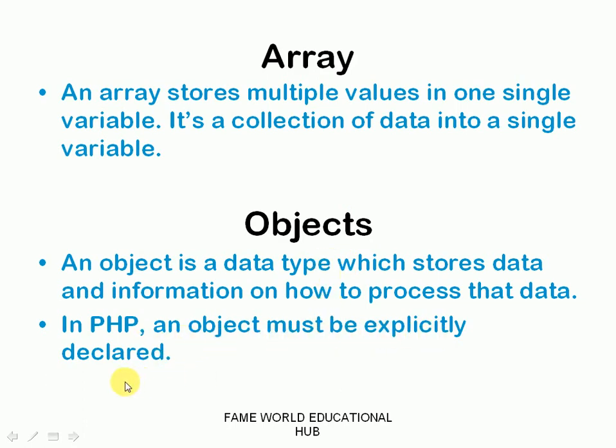In PHP, an object must be explicitly declared. That is, objects are not created by default. We have to explicitly declare, means they are not implicit, they are not automatically generated. Explicit means something which is generated from outside. We have to create objects explicitly.